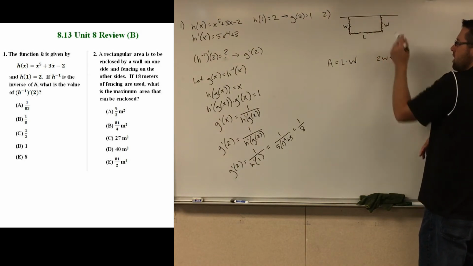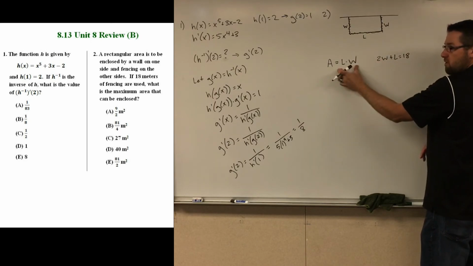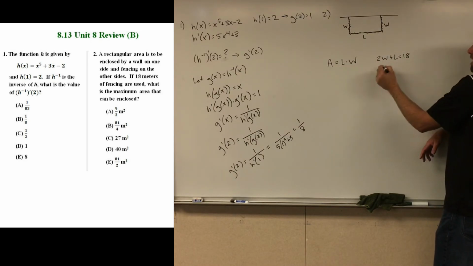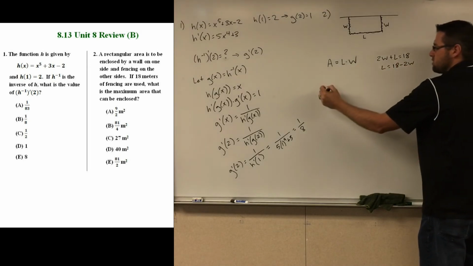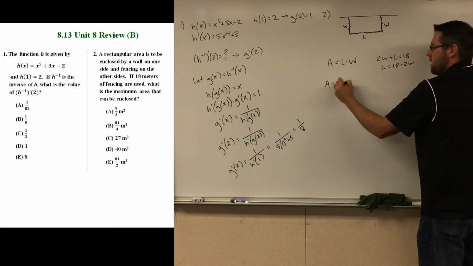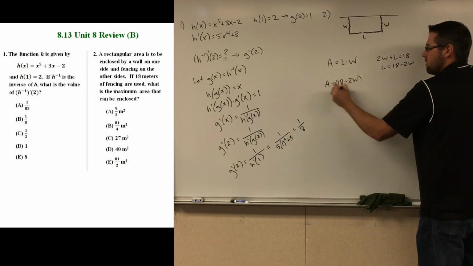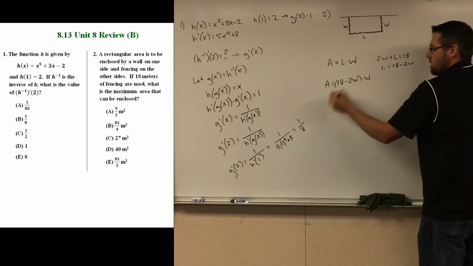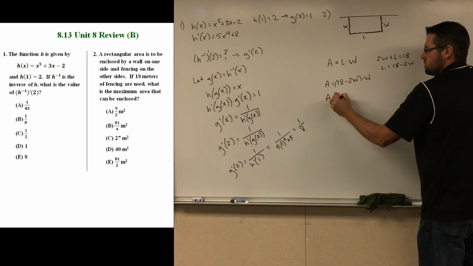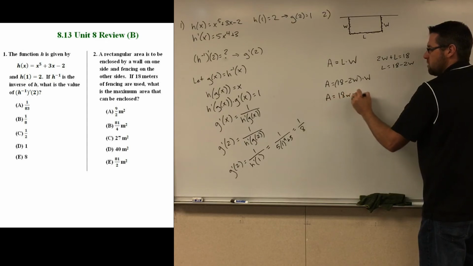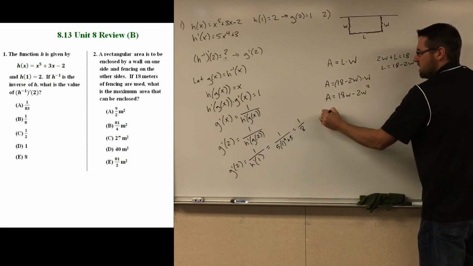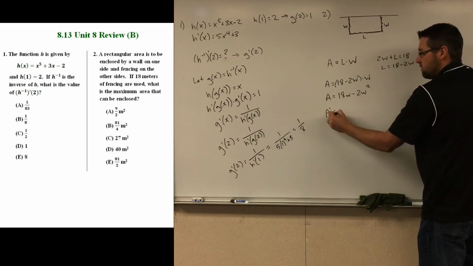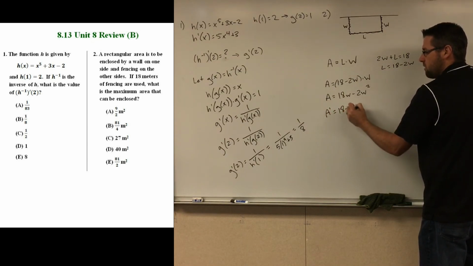Okay, because that's W there. And then we could take that and use that to plug variables in there. So I'm going to solve for L. L equals 18 minus 2W. So we'll plug that in there. So we get A equals 18 minus 2W times W. We'll simplify that a little bit. So we have 18W minus 2W squared. Now we'll take the derivative with respect to W. So we get 18 minus 4W.